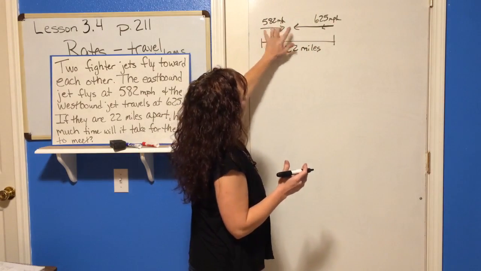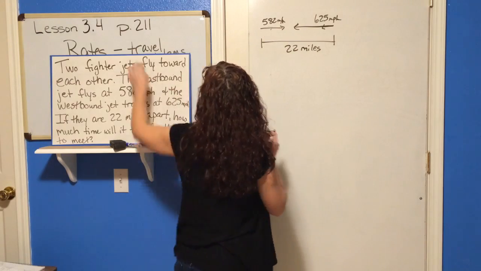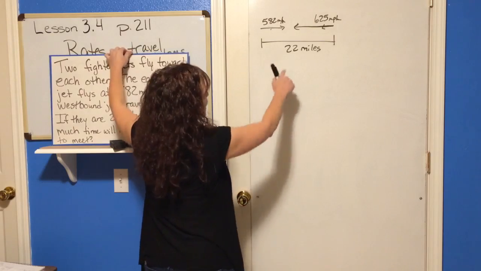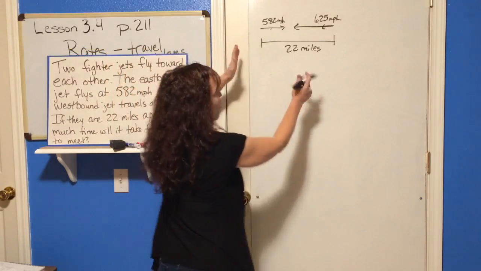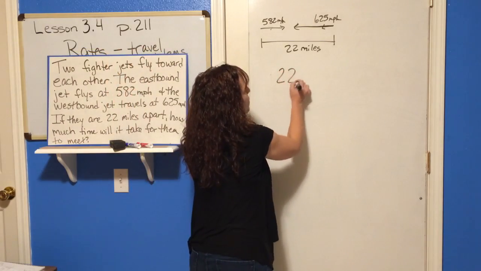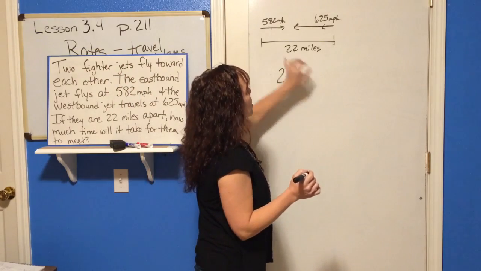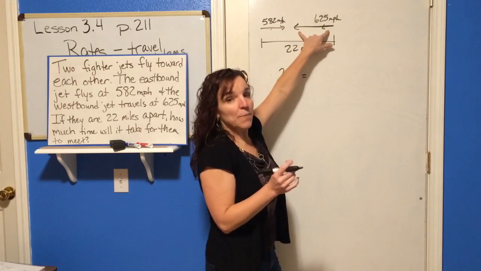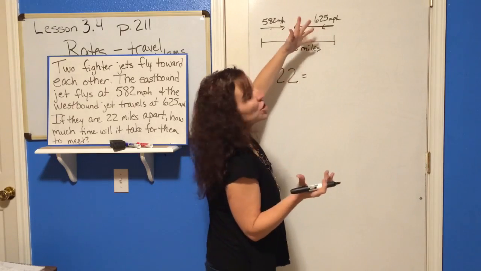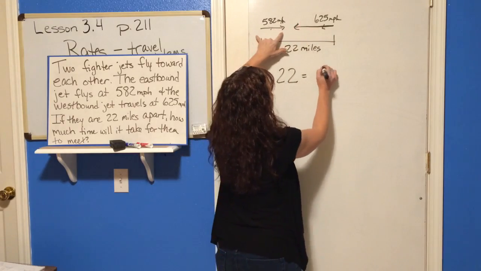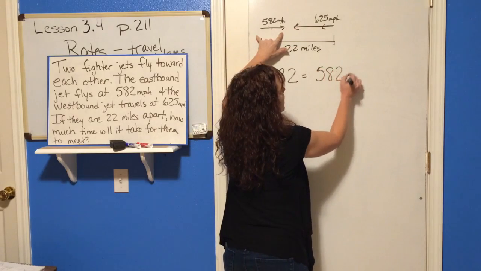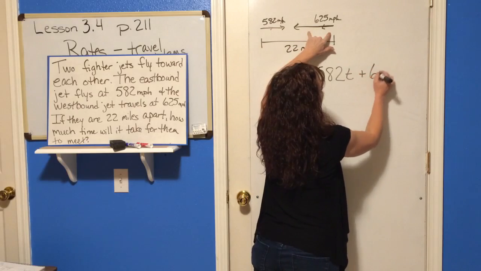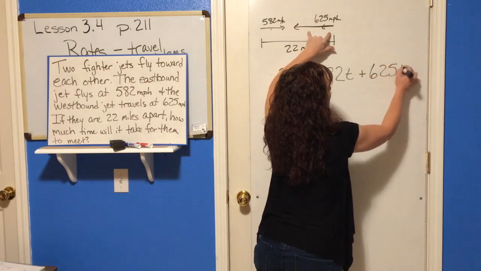So back to our distance equals our rate times time. So the distance is 22 miles. That's how far they go. The distance equals this rate times time plus this rate times time. And the time is the same, so we can just call it T. So this one is 582 times your time, and this one is 625 times your time.